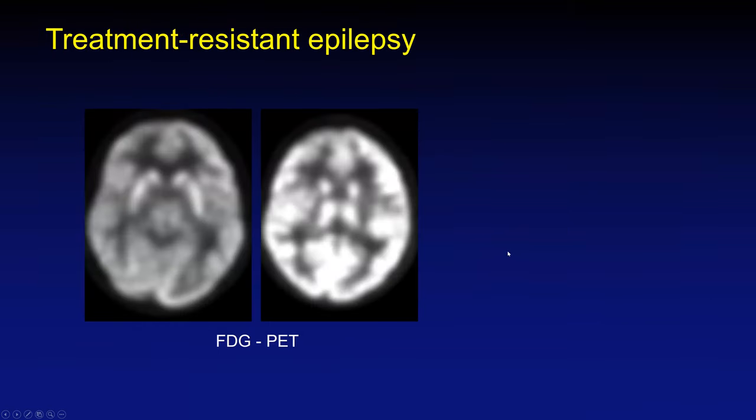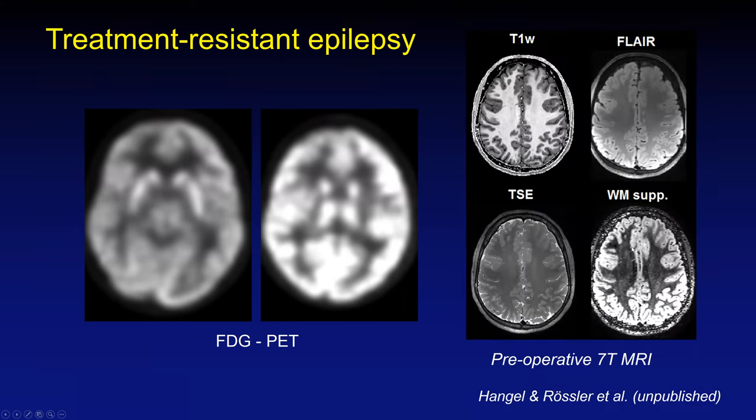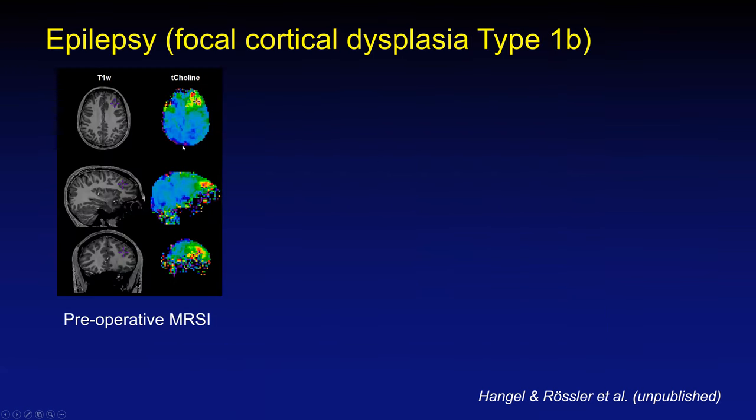And then let's move to some treatment-resistant epilepsy cases. Here is again an FDG PET example. It is suspected that you have here some cortical malformation. You can see this somehow, or because of these diffuse white matter, gray matter areas here in the upper right corner in the preoperative 7 Tesla MRI, and you can see quite nicely also on the choline map, for instance, that you have here substantial alterations, but indicating even that it's a bigger area than just shown on the T1 weighted MRI.